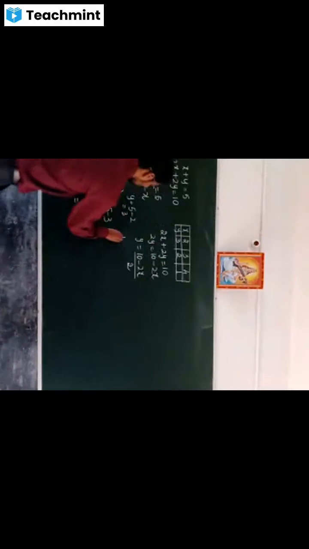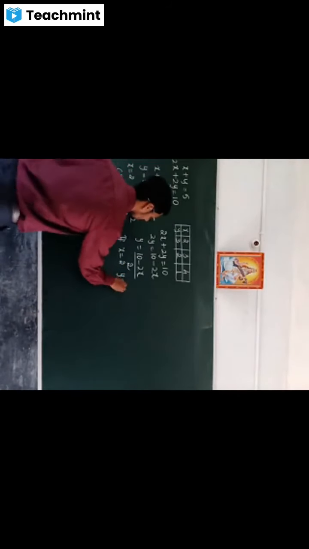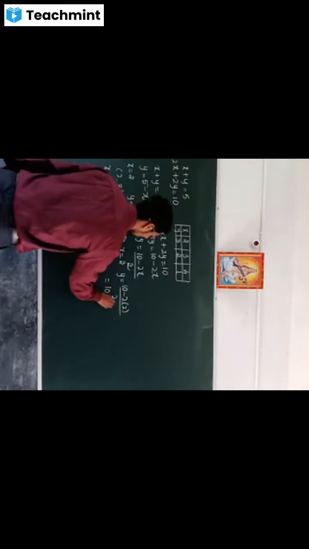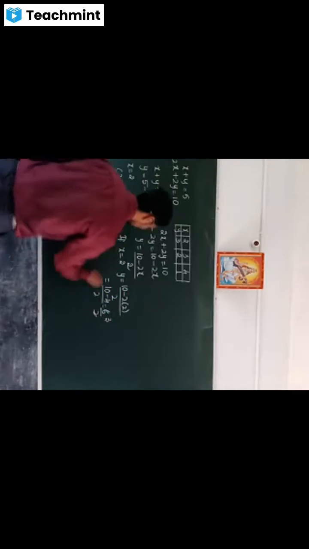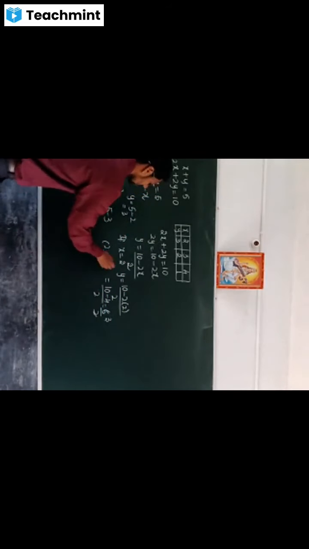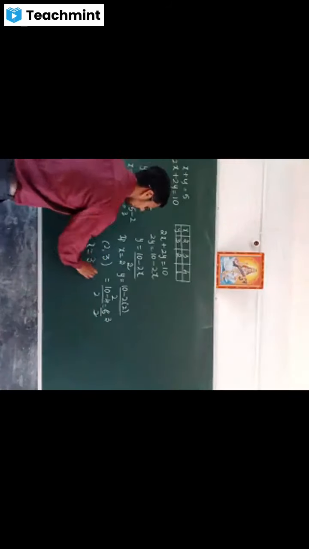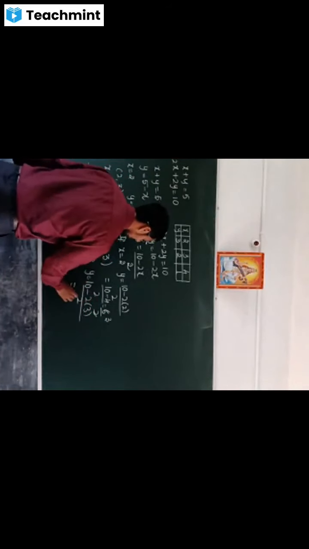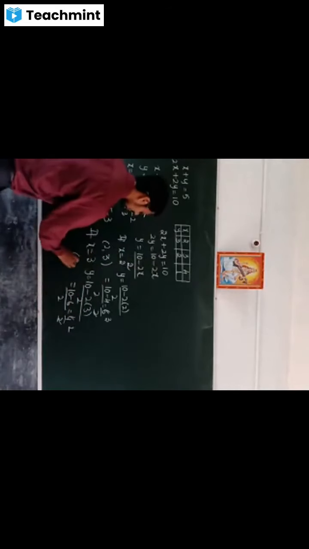Suppose x is equals to 2. y is equals to 10 minus 2 into 2 by 2. So what is it? 10 minus 4, divided by 2, 6 by 2. So it is 3. So therefore 2 comma 3 is one solution. Now suppose x is equals to 3. y is equals to 10 minus 2 into 3 by 2. So 10 minus 6 by 2. So 4 by 2. It is 2. So therefore 3 comma 2 is also one more solution.